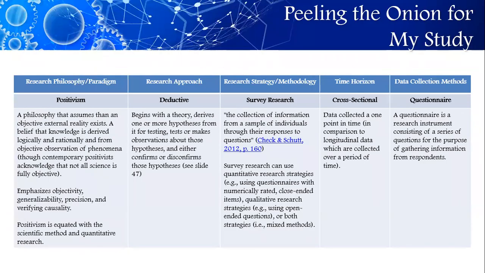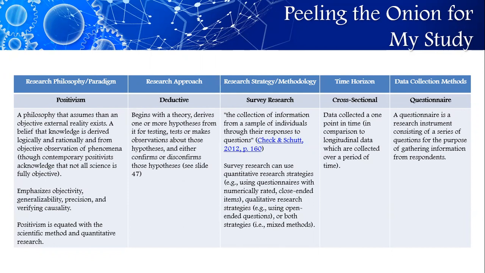And so I want to talk a little bit about peeling back the various layers of my study. Okay, so although I didn't say this, there are many layers to it and some assumptions that underlie the way in which I approached my study. And so the primary research philosophy or paradigm that underlies my study is positivism. The research approach that I took in my study is a deductive approach. The research strategy or methodology that I employed is survey research. The time horizon was cross-sectional. And finally, the data collection method that I employed was a questionnaire.